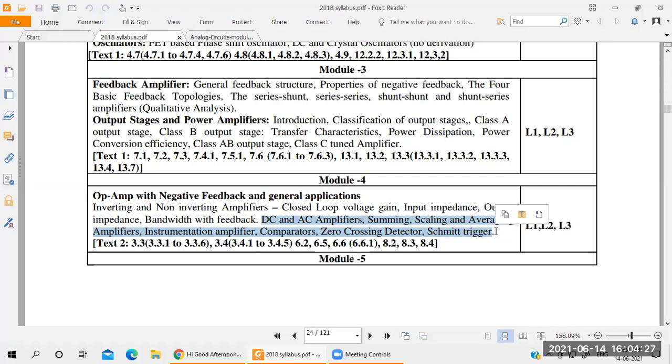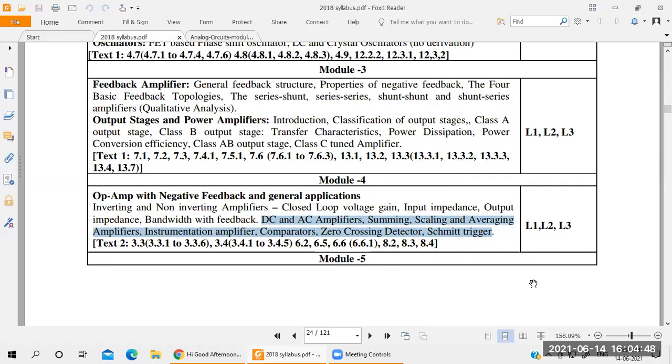So these are the different applications of the inverting and non-inverting amplifier. In the lab also they have given some experiments. In part A there are many experiments using op-amp, with respect to summing, scaling, then instrumentation amplifier, comparator, zero crossing detector, Schmitt trigger. So model number 4 is the complete lab syllabus here.